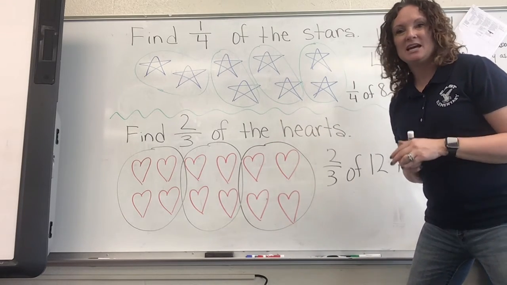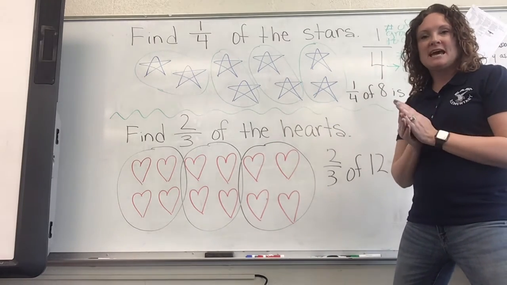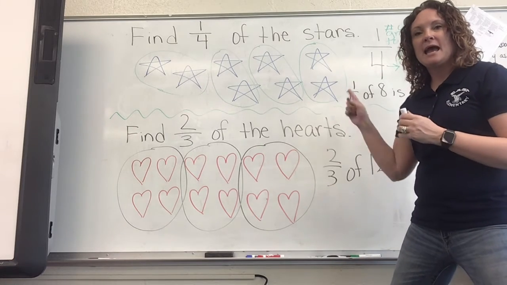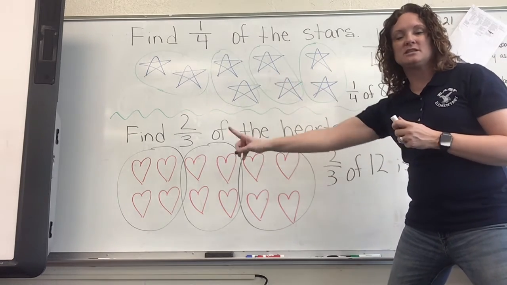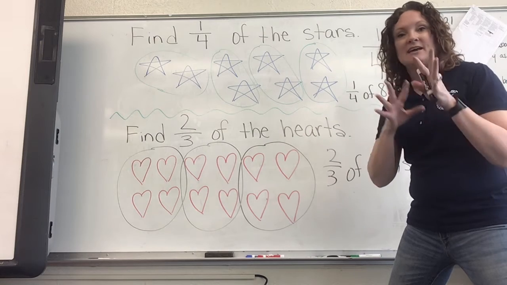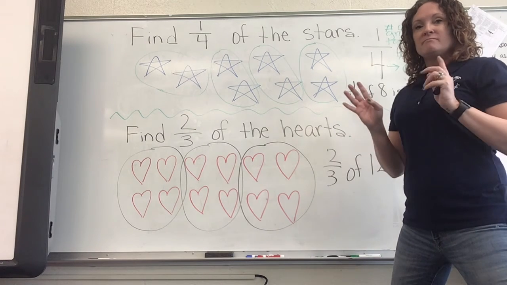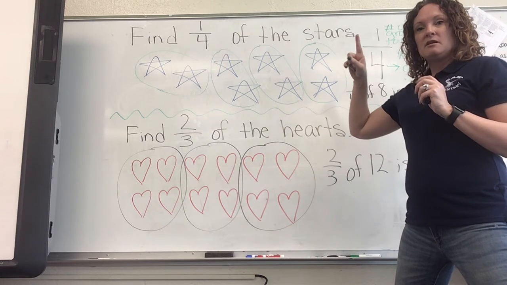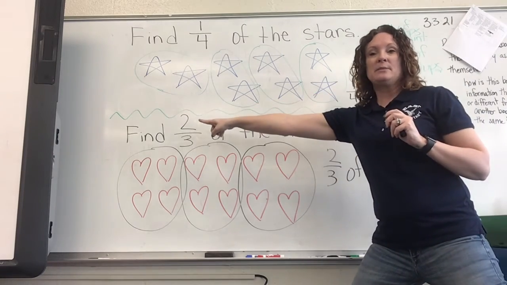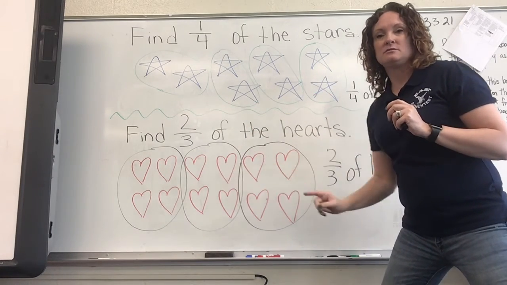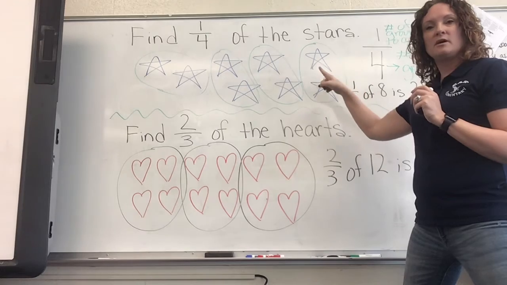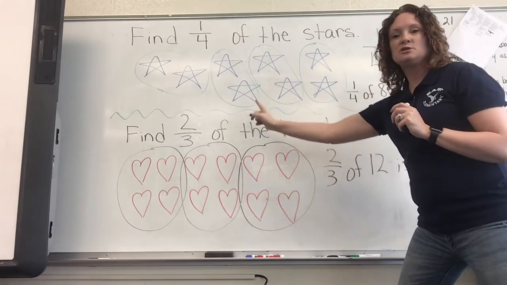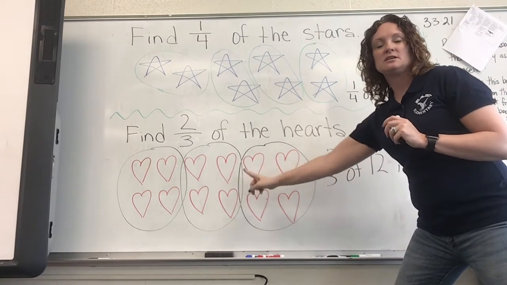So remember, fractions of a set. Denominator, how many groups you need to divide your objects into equally. You gotta have the same number of objects in every group. Numerator, how many groups you need to count. So, like this one, 1/4, I only counted 1 group. This one, 2/3, I counted objects in 2 groups.